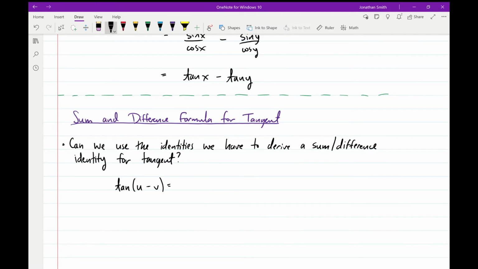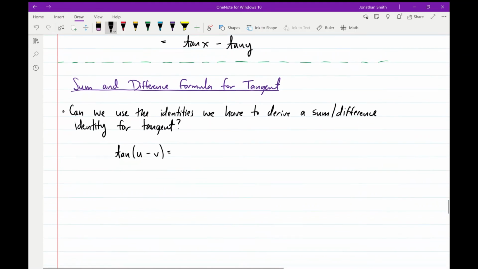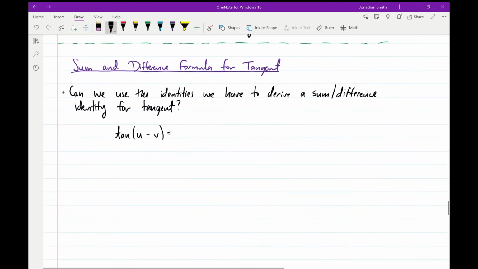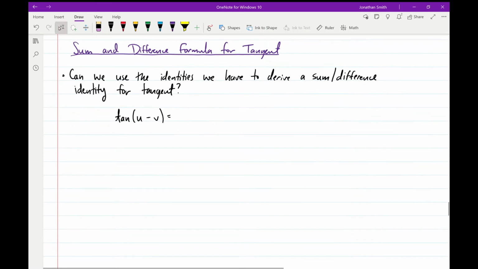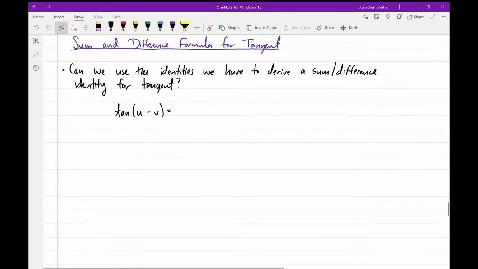Okay, so finally, we've talked about sum and difference formulas for sine and cosine. You might ask, can we also get identities for the sum and difference of angles with the tangent function as opposed to just sine and cosine? And again, the answer ends up being yes, and we don't have to work as hard as we did for the cosine function because we can use the identities that we already have to prove this new identity.